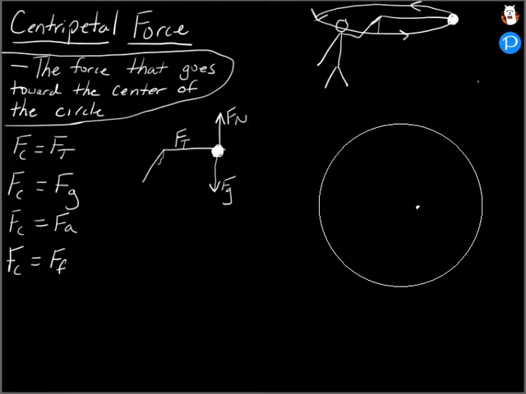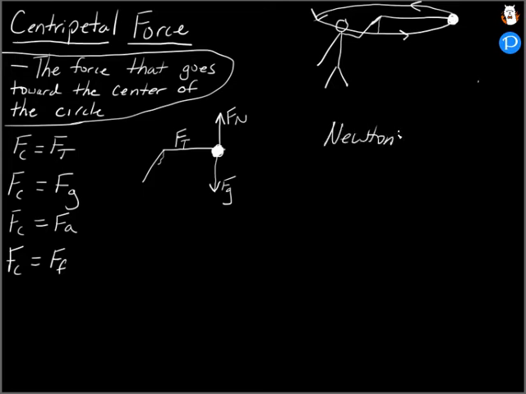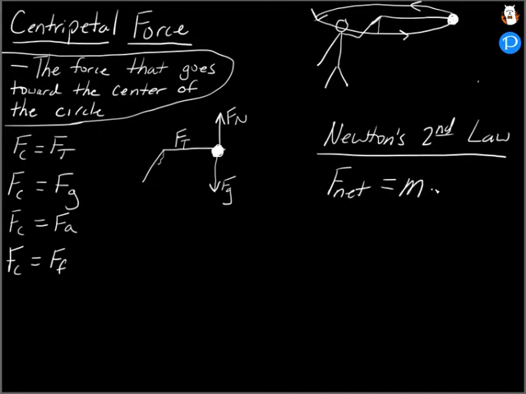What we want to try and do here is calculate the centripetal force. How do we calculate it? Well, to do that, we have to take into account something you guys have learned before, which is Newton's second law. Newton's second law says that the net force on an object is equal to the object's mass times the acceleration. So if an object is accelerating, the net force that it feels is equal to the mass times the acceleration.